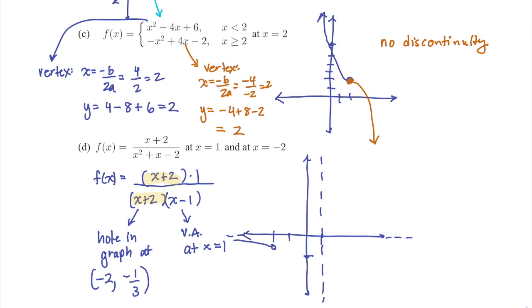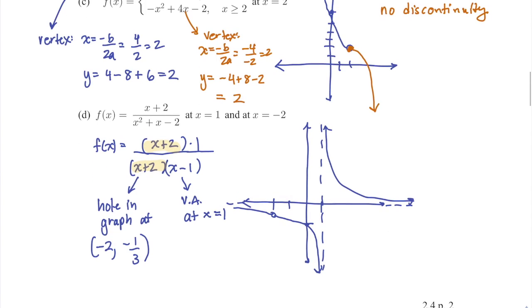So this graph will look like this. Right? So we have, this would be a removable discontinuity at x equals -2 and an infinite discontinuity at x equals 1.